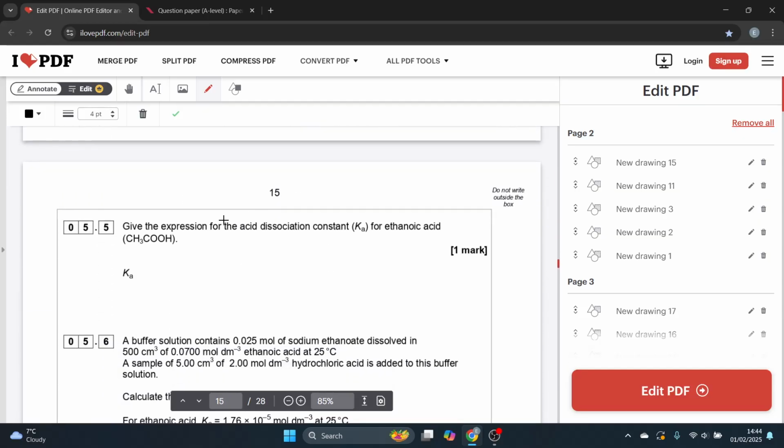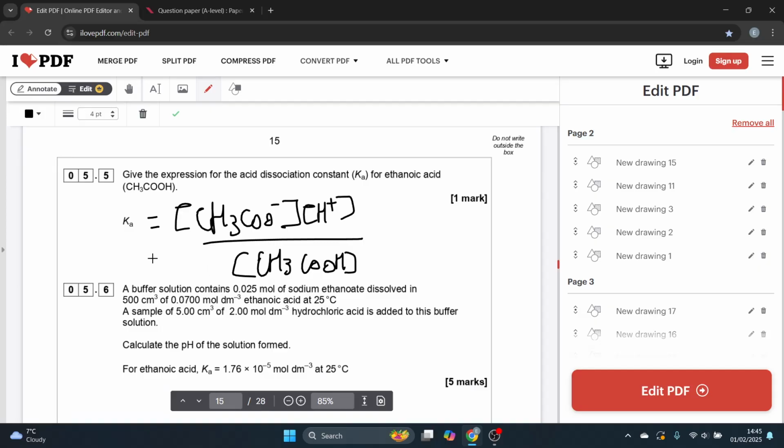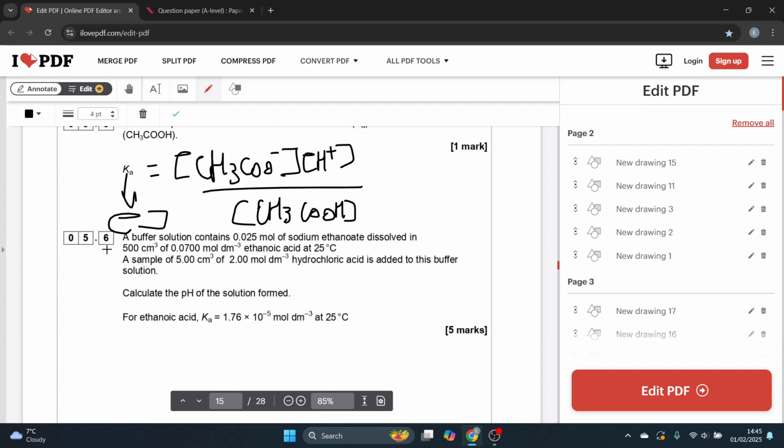Give an expression for the acid dissociation constant Ka for ethanoic acid. So it's just going to be CH3COO minus times H plus over CH3COOH, and Ka, obviously remember, is square brackets as well. A buffer solution contains this much sodium ethanoate dissolved in this much ethanoic acid. A sample of that is added to the buffer solution. Calculate the pH of the solution formed.